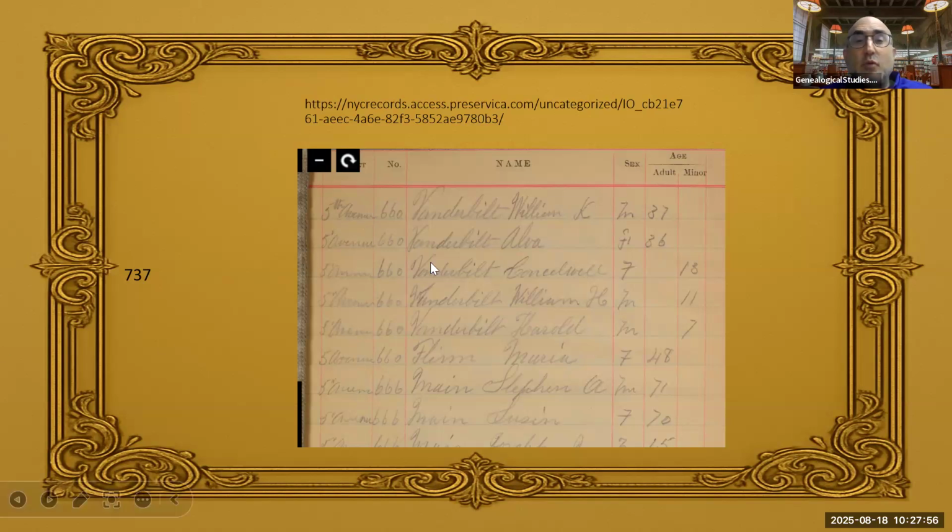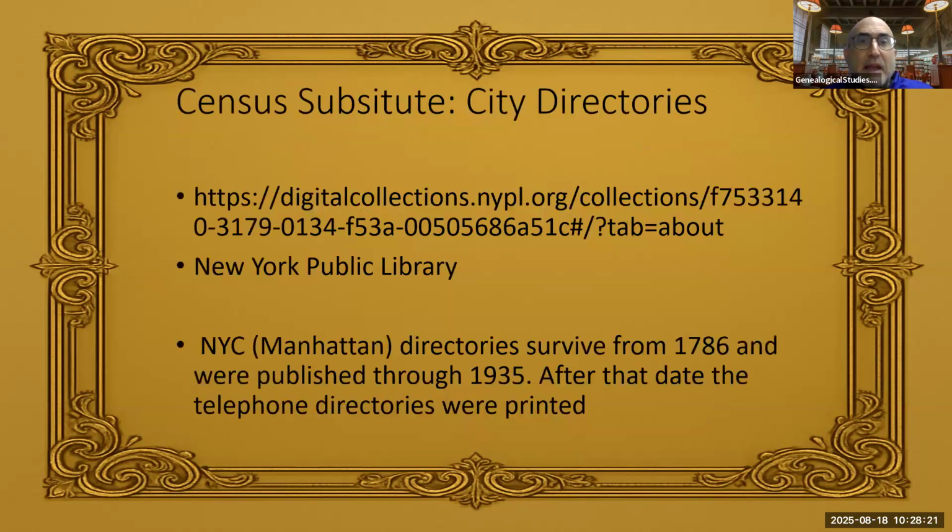And you could see here we have William Vanderbilt, Alva, we have Consuelo, who is now 13, William, who was 1, he's now 11, and we have Harold, who's only 7. So this is a wonderful record to find your ancestors in Manhattan in 1890, since the 1890 census burned up. Now, this is another wonderful census substitute. And if you're going to search the volumes of the 1890 police census, knowing the address helps.